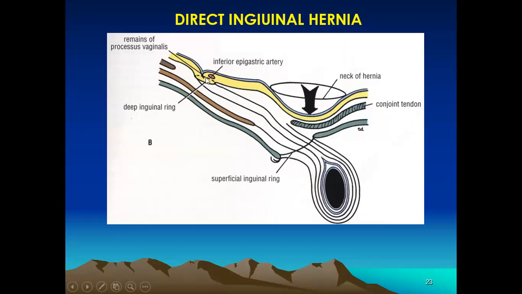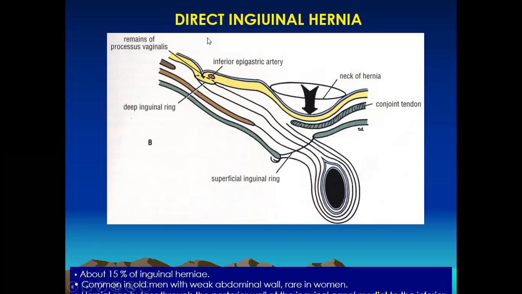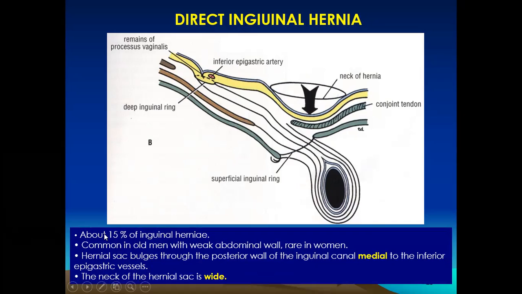If it doesn't pass through the deep inguinal ring, nothing is coming through this, but because of the weakness of the wall, especially in case of old men, it will come directly through the superficial inguinal ring. This is called a direct hernia. It is about 15% of inguinal hernias, common in old men because of the weakness of the abdominal wall, and it is rare in women.